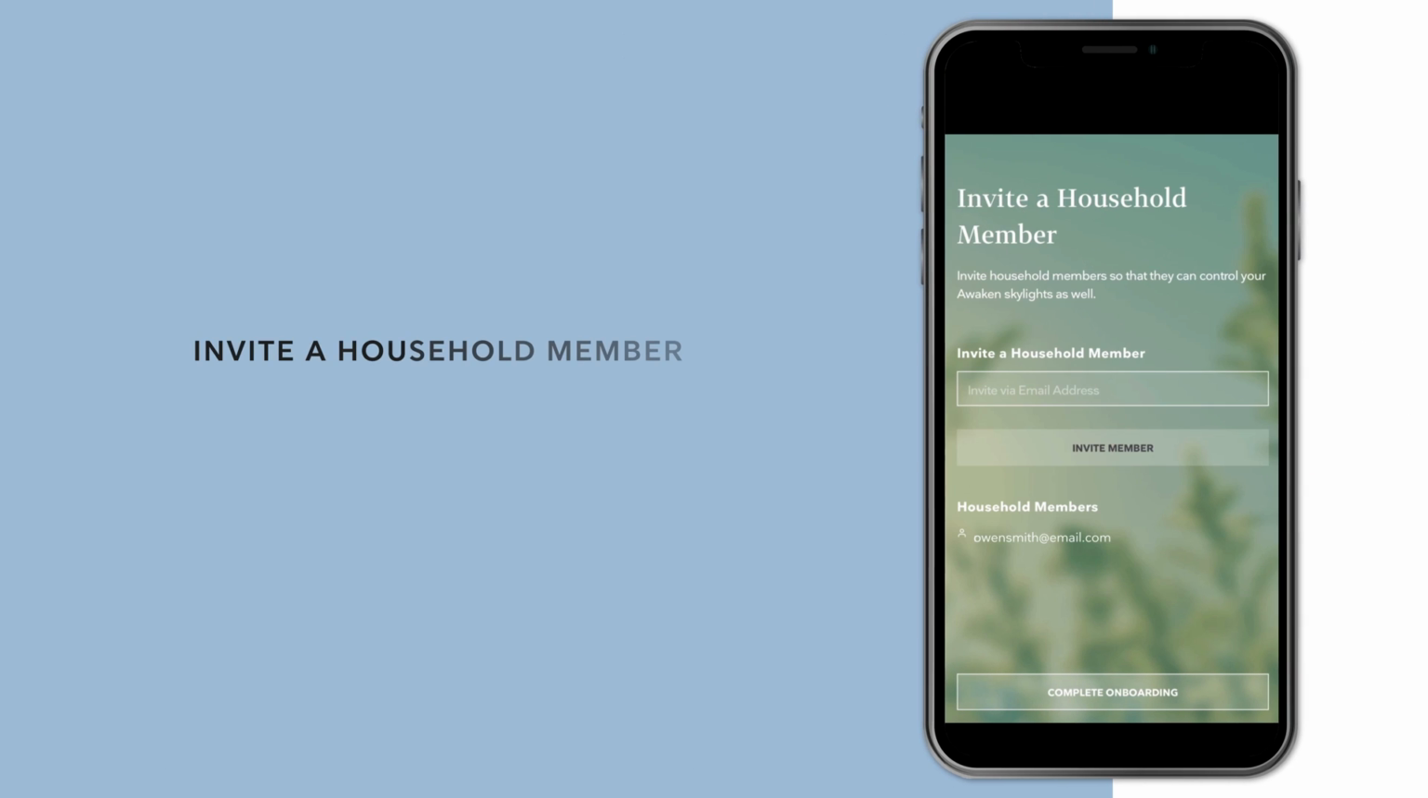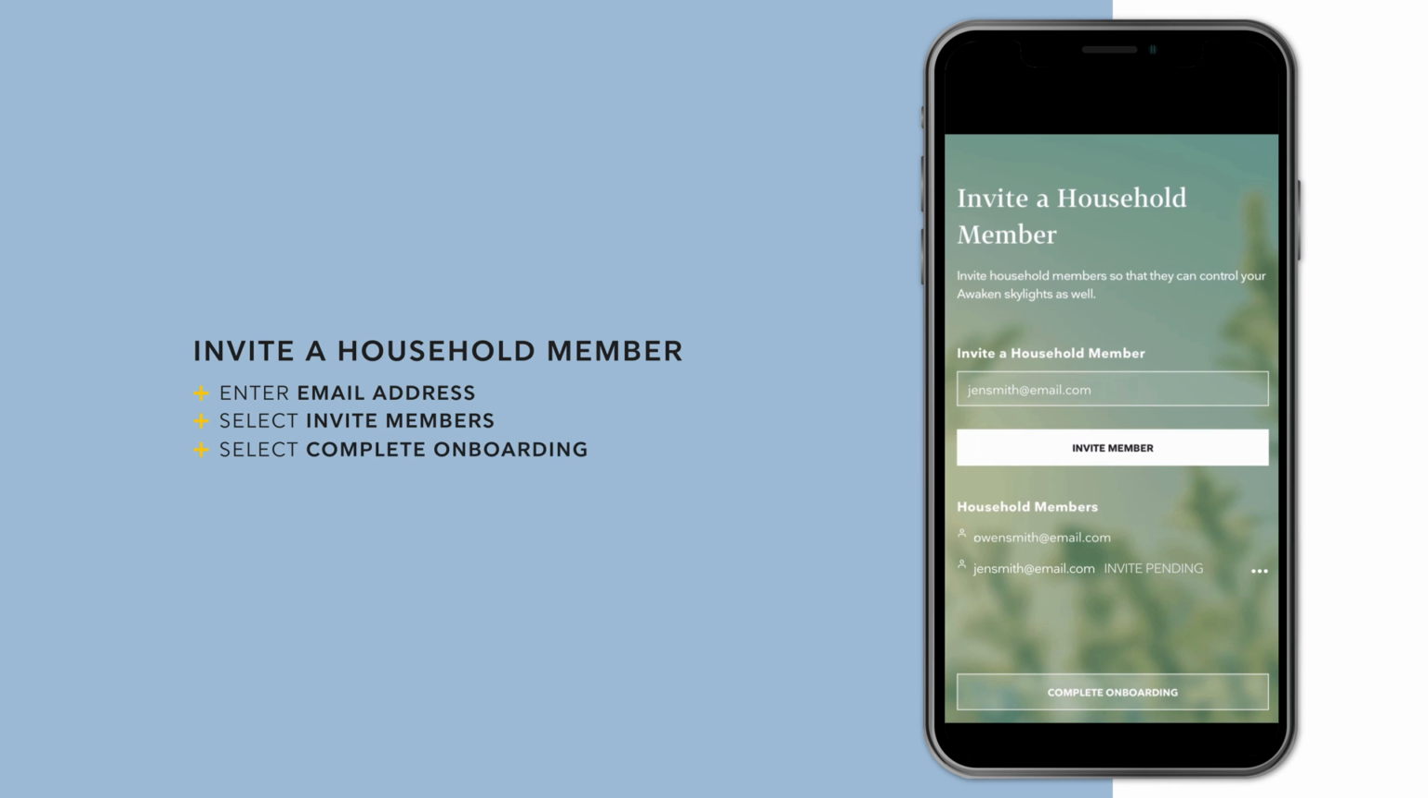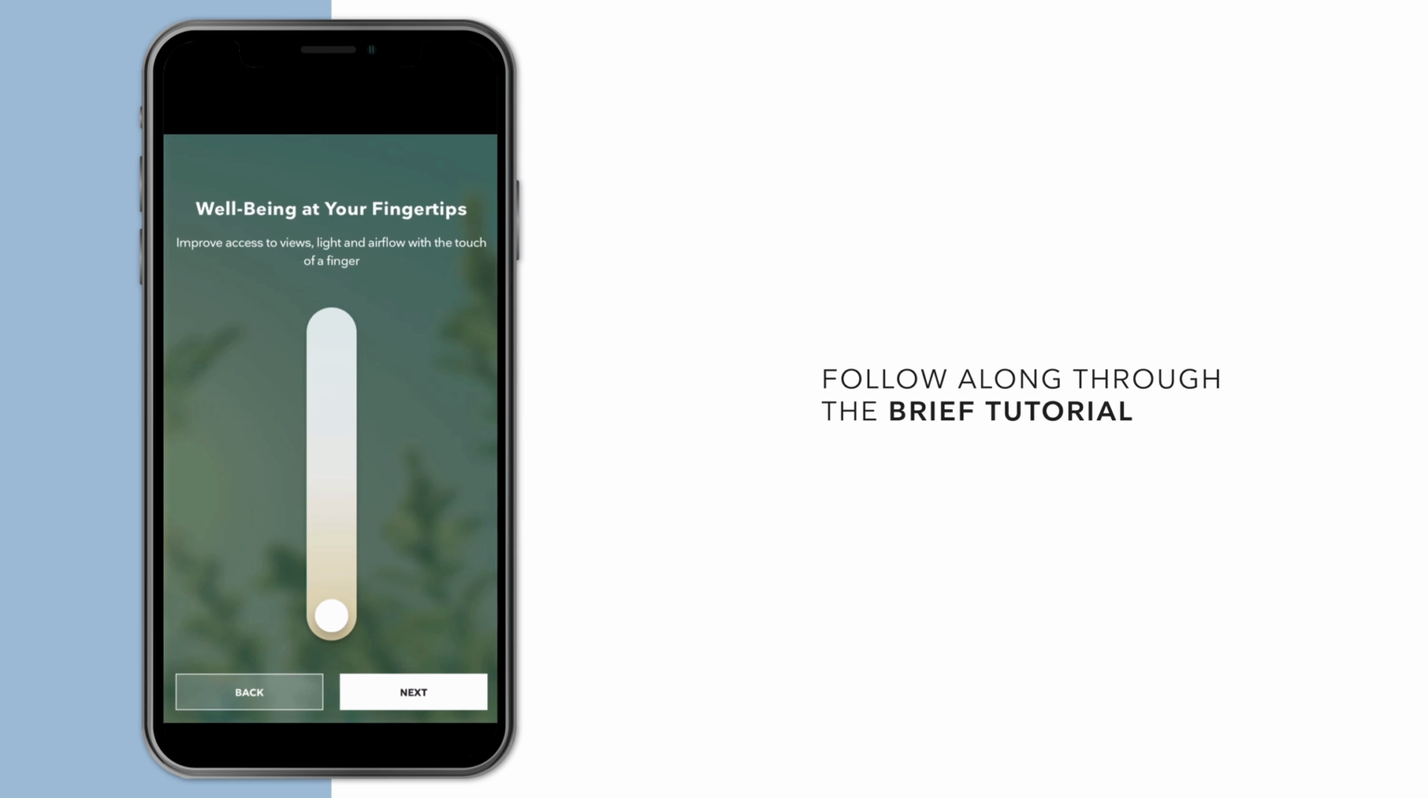You can grant access to the skylights and share all your settings with other members of your household by sending them an email invitation. After they've downloaded the Marvin Home App, enter their email address and select the Invite Members button. Select Complete Onboarding. Next, follow along through the brief tutorial.